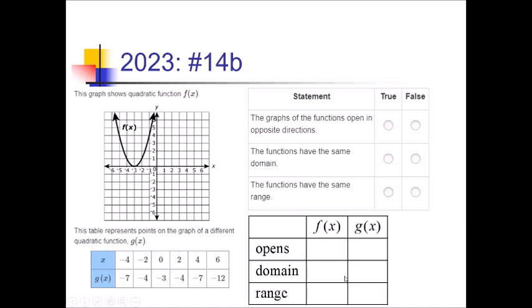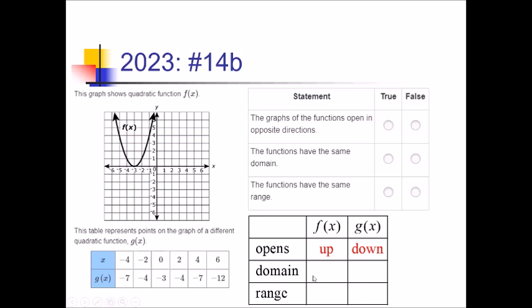So here's my table. I've got a column for f and for g, and we have rows for which way they open, the domain, and the range. So which way do they open? Well, f, that's pretty easy to see. We've got a picture. It opens up. G, we talked about this on the last problem. Looking at these values, my y values are going up, and then they're going back down. So that tells me that we're opening down for the g function. That's an upside down parabola.